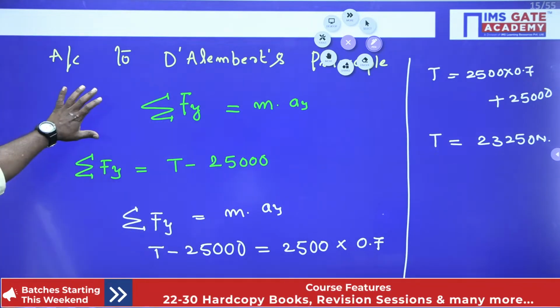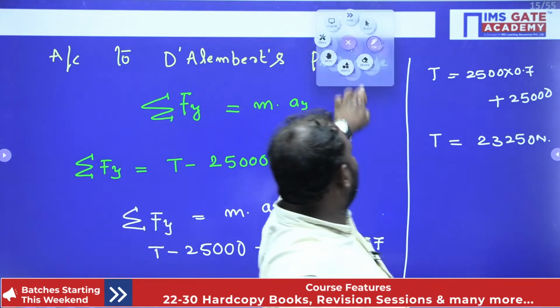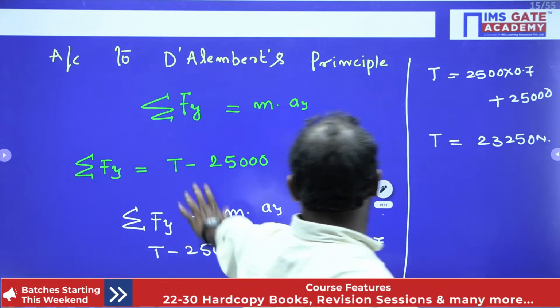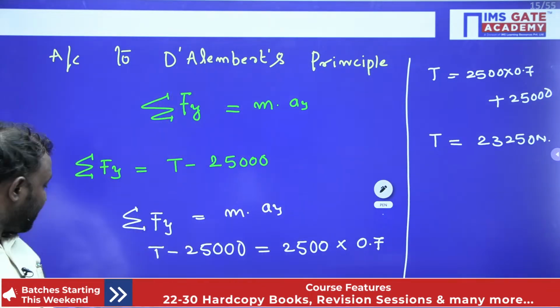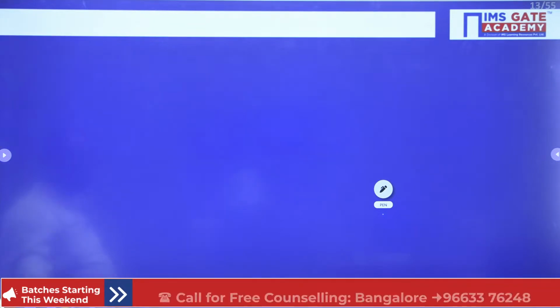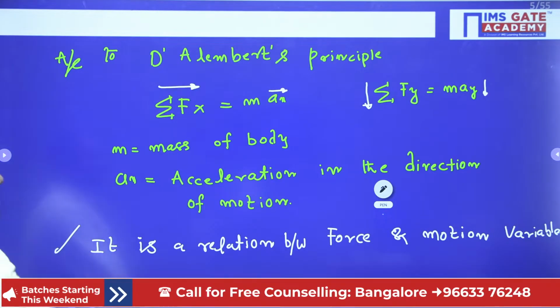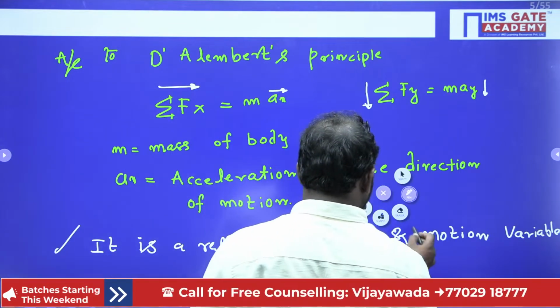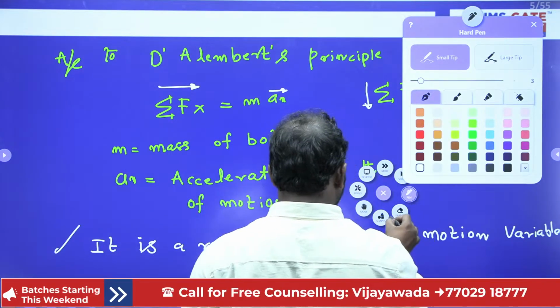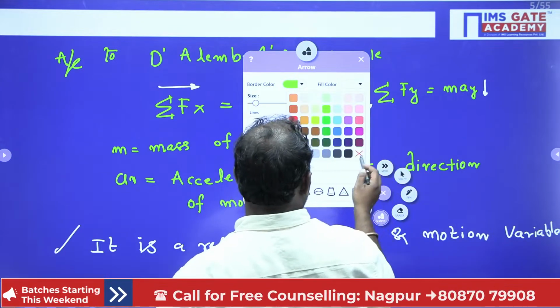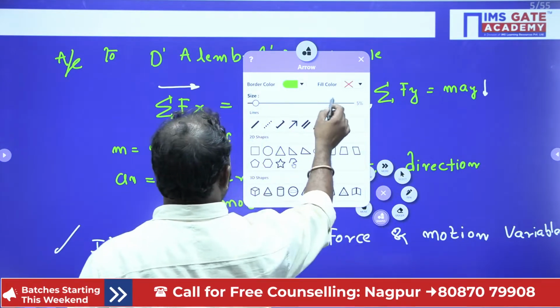So this is, according to D'Alembert's principle, I have taken the equation in the direction of motion. This I gave you in the beginning, right? Have a look at this D'Alembert's principle here. In whichever direction you are going to see, in that direction you can make it.